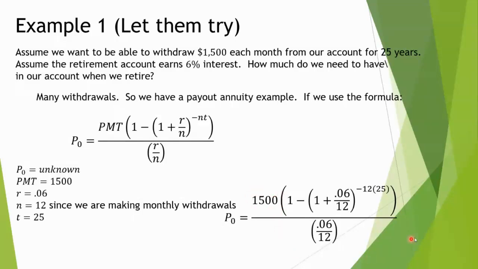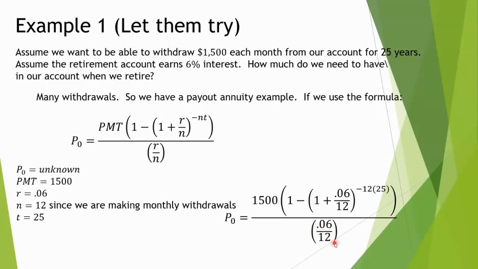So this is what we have to calculate. Again, what I would do is handle the top and bottom separately. So 0.06 divided by 12, you could do that in a calculator.